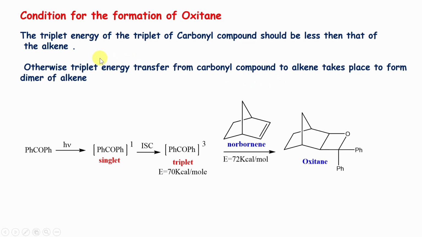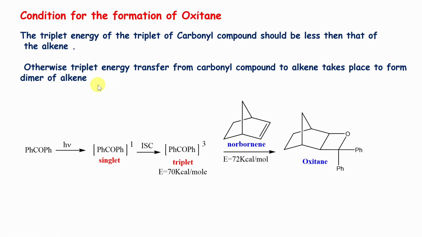One of the important conditions for the formation of oxetane, or for the Paterno-Buchi reaction to take place, is that the triplet energy of the carbonyl compound should be less than that of the alkene. Otherwise, triplet energy transfer from the carbonyl compound to the alkene takes place to form a dimer of the alkene. Otherwise dimerization takes place. That is, the triplet energy of the carbonyl compound should always be less than that of the alkene.